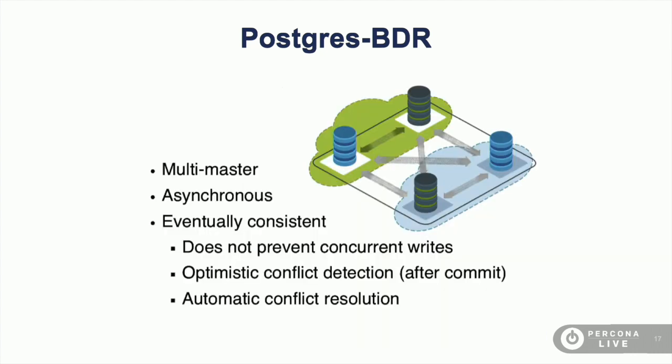So the main headlines of Postgres BDR can be summarized with the words multi-master, asynchronous, eventually consistent, because it's based on logical replication, which is asynchronous. So at a given time, the data may look different from different nodes. And being a multi-master architecture, it may occur that different transactions will run into conflict situations. It does use an optimistic conflict detection mechanism and also resolves conflicts automatically.